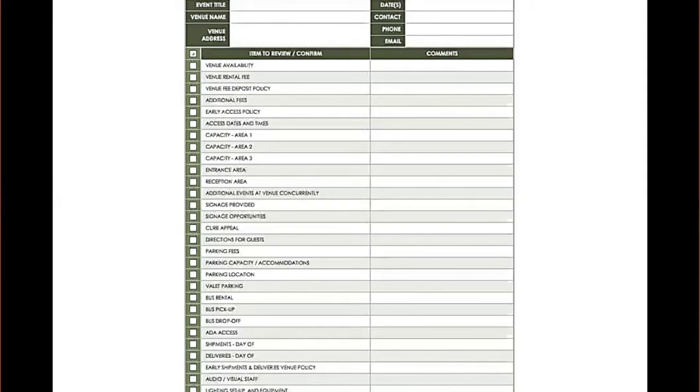They're also looking for a reception area, right? And then they're also looking if there are additional events at the venue concurrently. This is very important. Please, who knows why?